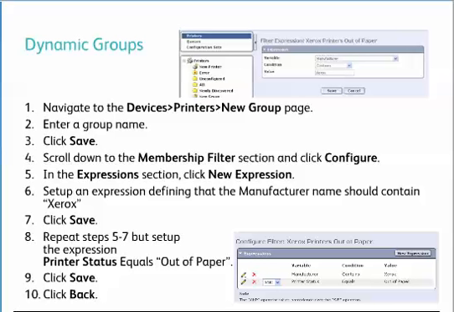If the printer were also low on toner, and you had created a group that showed all Xerox printers low on toner, then the printer would be shown in both the out of paper and low toner groups. If paper is added to the printer so that the out of paper condition is no longer true, then the printer will automatically be removed from the Xerox printers out of paper group. Dynamic groups are a very powerful and useful feature of CentreWare Web, and a lot of time can be saved by creating suitable dynamic groups.